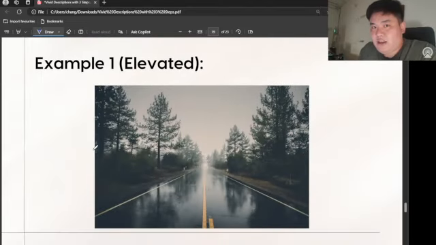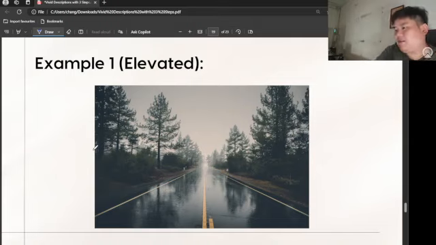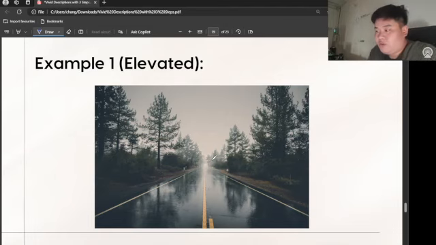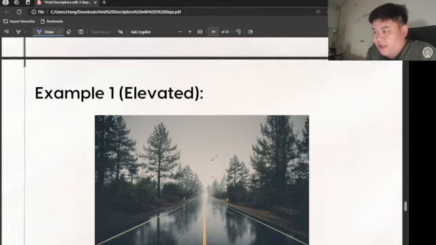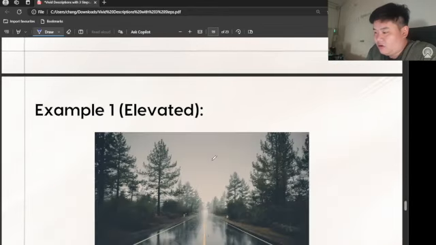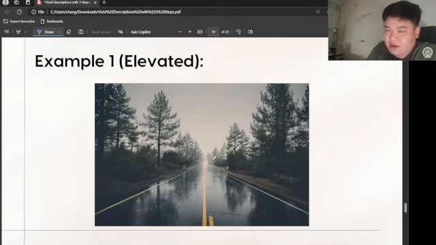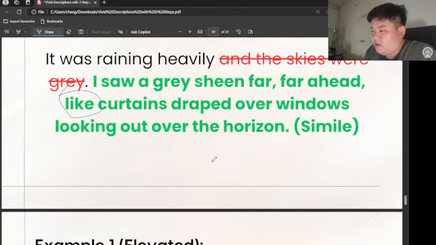And this is the scene that we can imagine. Let's say you're on the road and then you see this gray curtain out over the horizon, draped over like that in this particular way. That's how you can use literary devices in this particular case. Draw a comparison between the scene that you're imagining and something else. So again, I saw a gray sheen far ahead and then curtains draped over windows looking out over the horizon. Then it becomes very vivid because it evokes imagination in the readers.